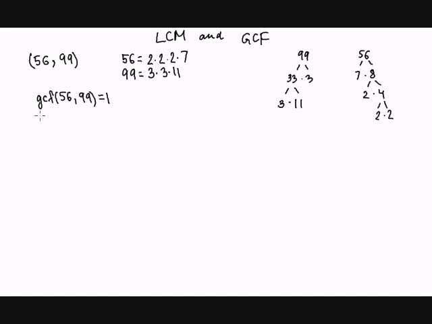Well, now, to find the least common multiple, we have to take all the factors, and the ones that are common for 56 and 99 we only have to count once. Since 56 and 99 don't have any factors in common, that means we just have to write all of the factors. Means the least common multiple of 56 and 99 is equal to 5,544.